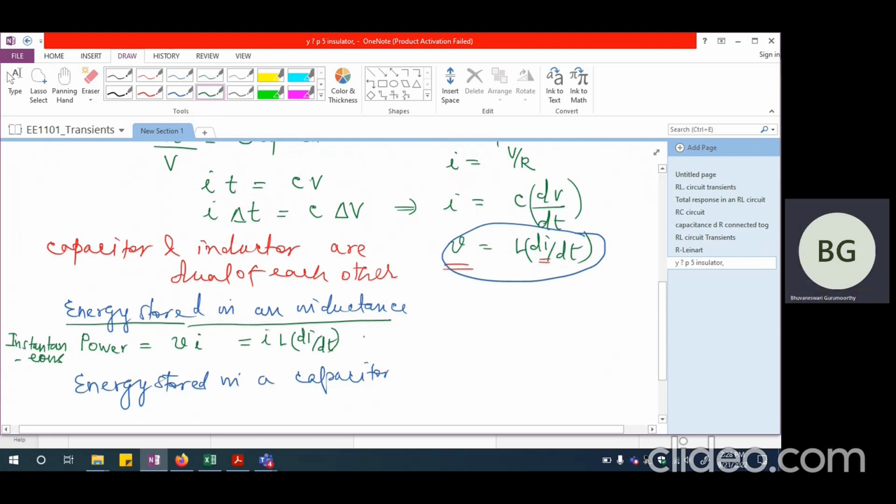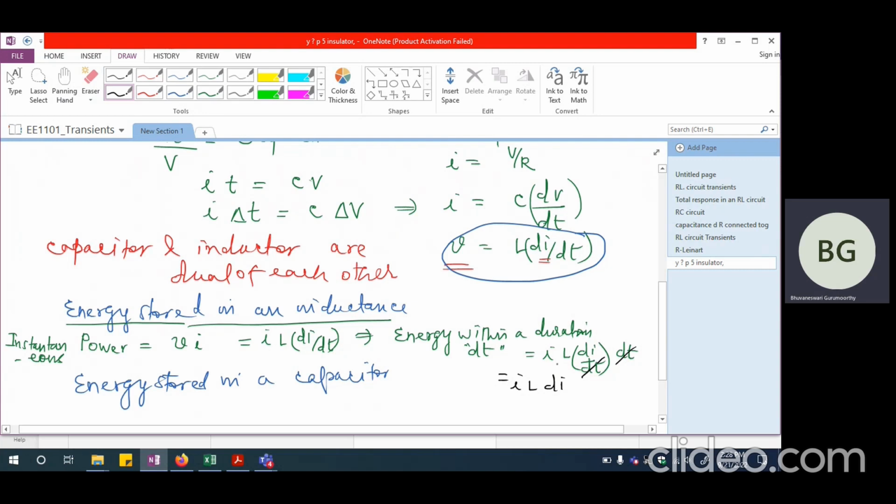Now if I want the energy stored in the inductance within a duration dt, then I should write this as I multiplied by L di by dt multiplied by dt. So this dt and this dt I can cancel. So I'm going to have I L di. This is going to be the energy stored within the duration of dt.